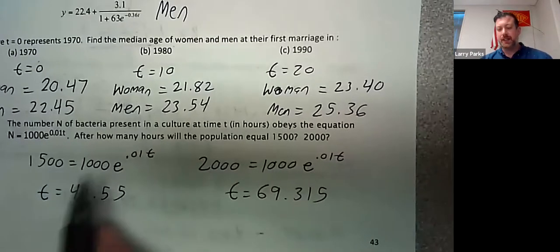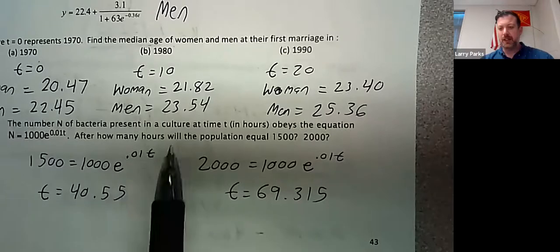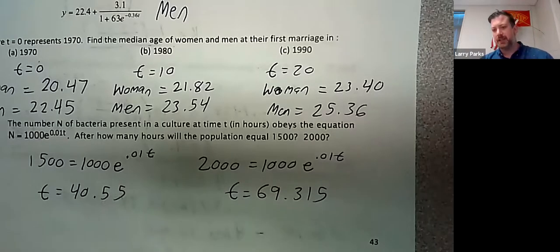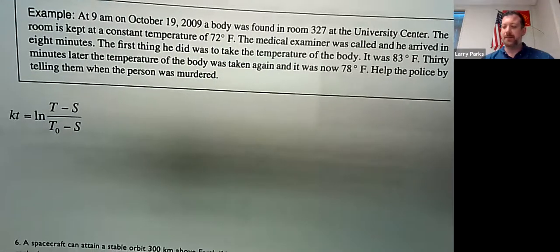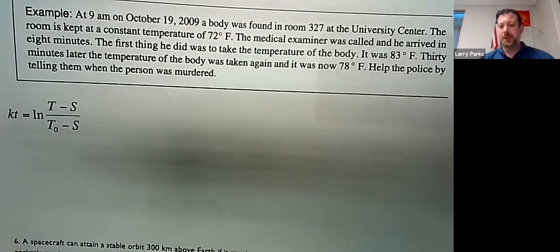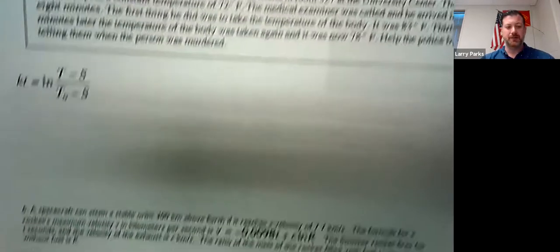Like a lot of these equations, I've never seen them before, but I know how to plug into an equation. So that's really the skill. I give you an equation, can you plug in? This is another one of those room temperature problems. I'll let you do that one yourself.